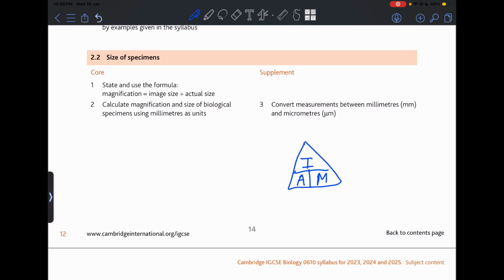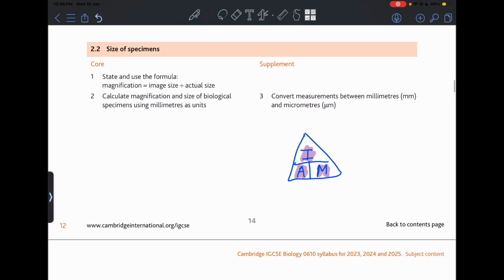You have to know that the magnification is calculated by image size over the actual size. This is basically what is shown over here from the triangle. So if you want to calculate magnification, you're going to do image size, which is I, over the actual size. You're going to be using millimeters as units, or you can also use micrometers if you are an extended student.